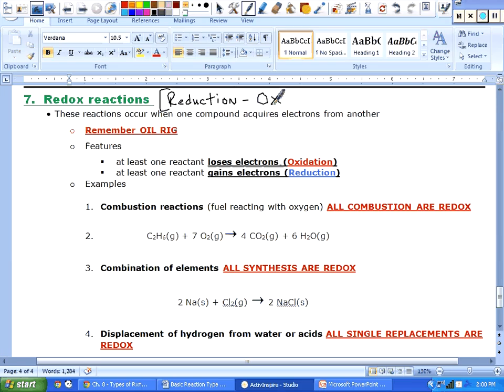Now, I have this cool little acronym. There are 2 of them that you can pick from, and I don't care which one you pick, but you'll just hear me use one of them. Oil rig. Okay? There has to be something for oil rig, but before I go into that, these reactions occur when one compound acquires electrons from another. So that's what I want you to highlight if you have a highlighter. One compound acquires electrons.